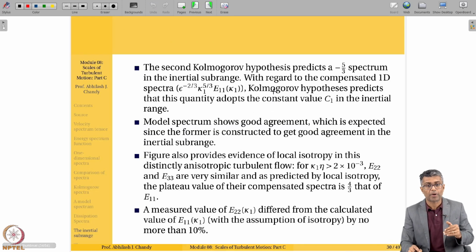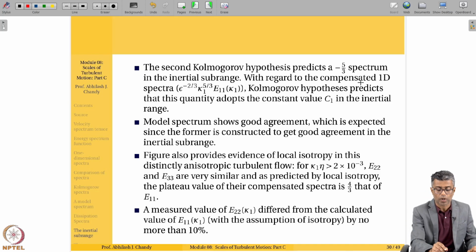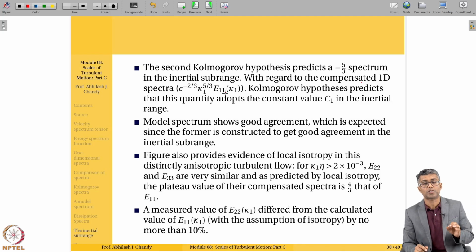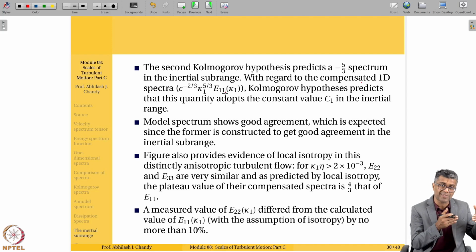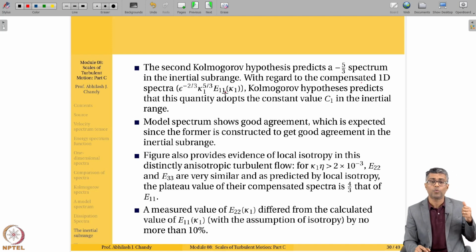So just to summarize the observations, the second Kolmogorov hypothesis predicts a negative 5/3 spectrum in the inertial subrange. And with regard to the compensated 1D spectra, the Kolmogorov hypothesis predicts that this quantity adopts a constant value in the inertial subrange, which is what we are seeing. The model spectrum is showing exactly that, very good agreement with the experimental data. And the model spectrum would anyway show the constant value, because it is constructed in such a way that you get a constant value in the inertial subrange.